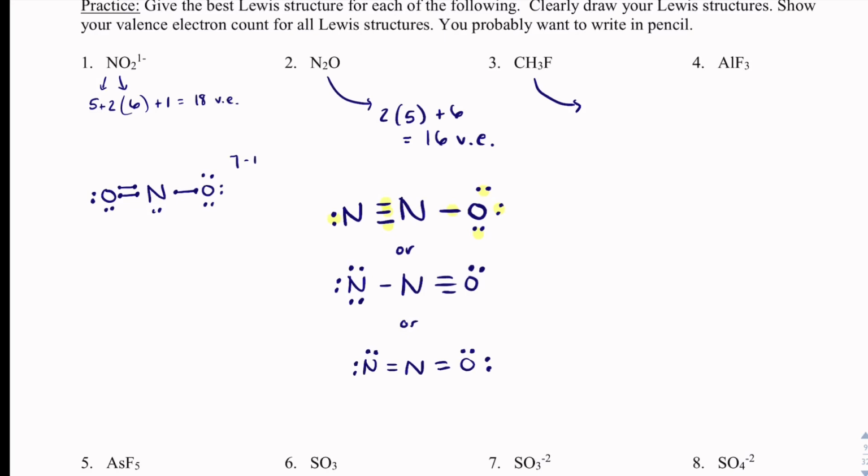Let's get our valence count. Carbon has 4 valence electrons. It's in family 4A. Hydrogen has 1. It's in family 1A, so 3 times 1. And then fluorine has 7 valence electrons. We add that up, and we get 14 valence electrons.